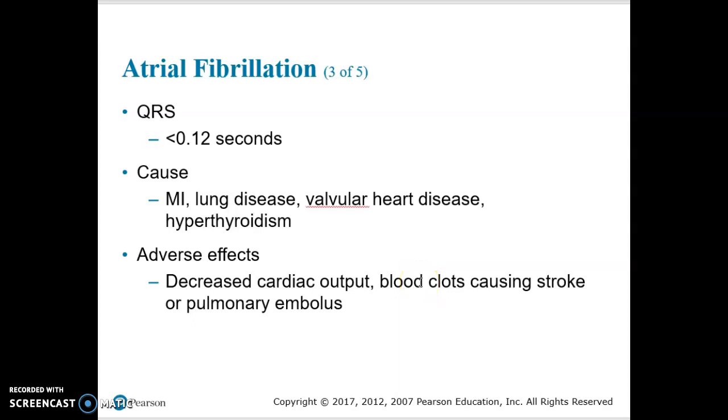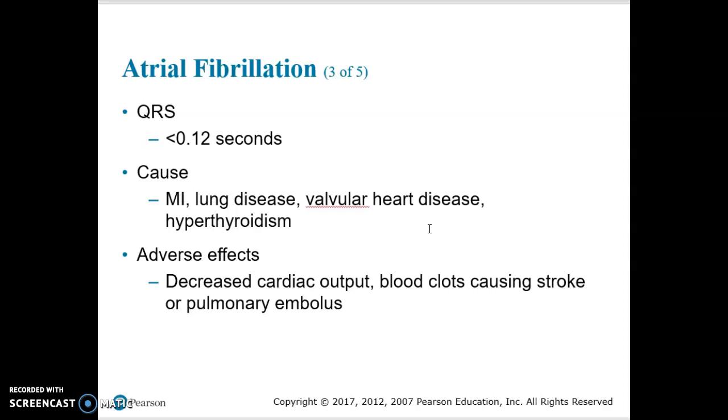AFib can cause a loss in cardiac output because remember when we talked about the heart and the cycle and the atrial kick earlier in the semester, the atrial kick accounts for 15 to 30% of our cardiac output. And with atrial fib, we lose that atrial kick because the atria are just sitting there quivering. So the atria are not contracting and squeezing like they should. They're just quivering. So we lost that atrial kick.